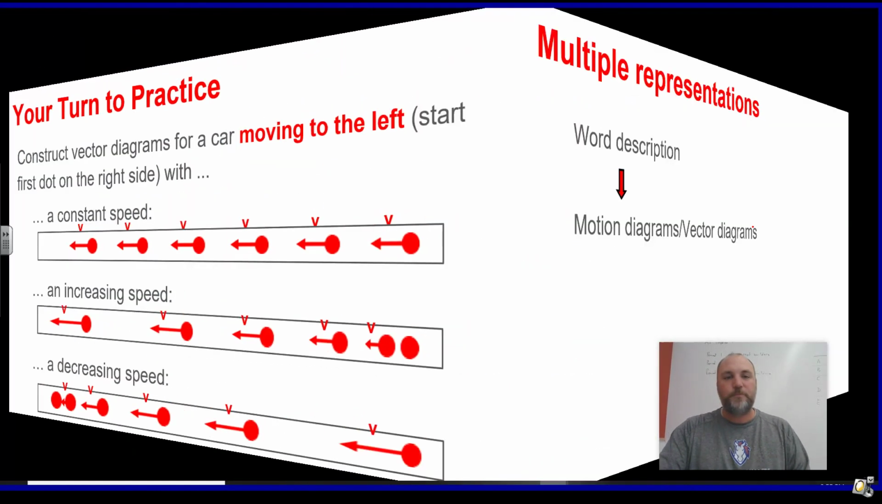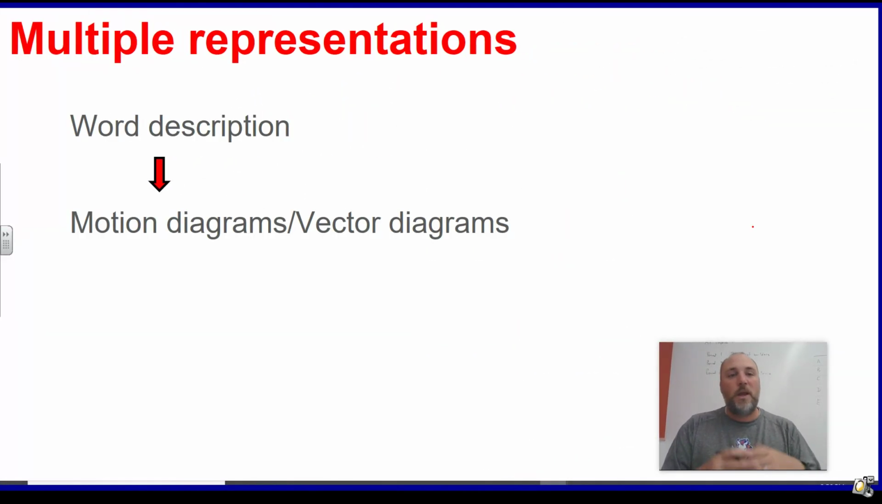So when we do any of these representations, my recommendation to you is do the word description first. Try to describe the motion in words. Once you're confident in your description, then that's going to drive your understanding of the rest of the diagrams, the rest of the graphs. So we really want to make sure that word description is on point, and then the motion diagrams, the vector diagrams are going to be a lot easier once you have that word description under control.